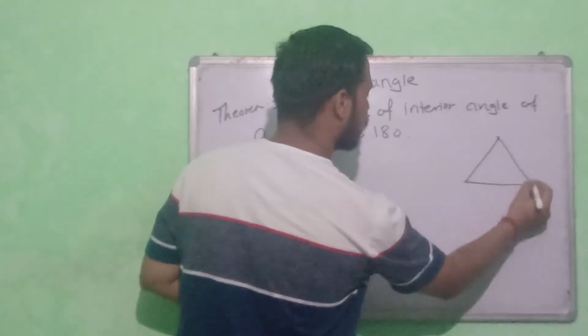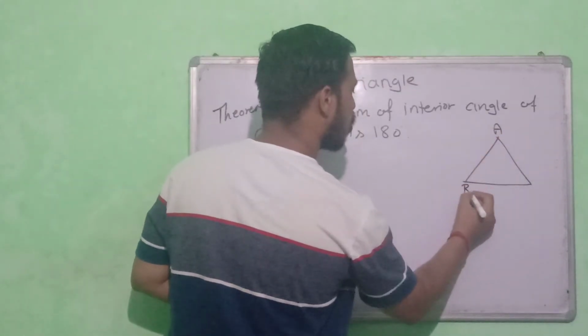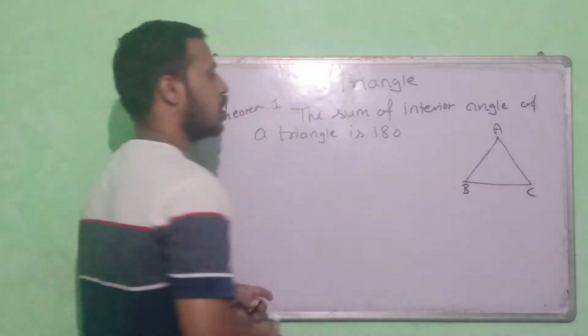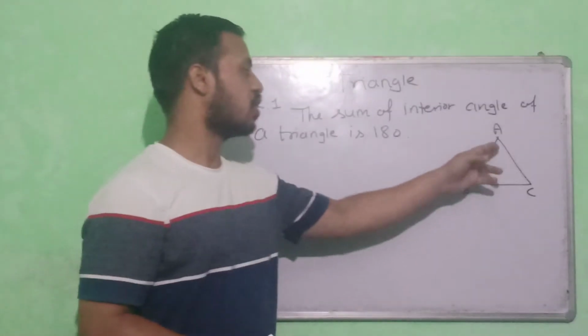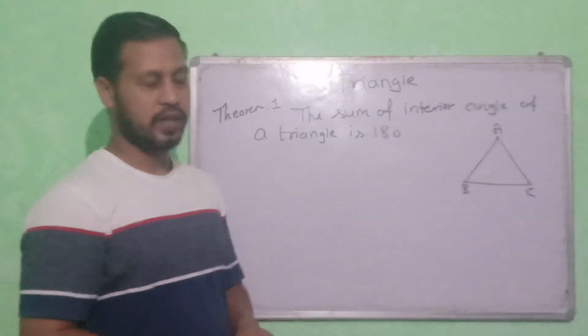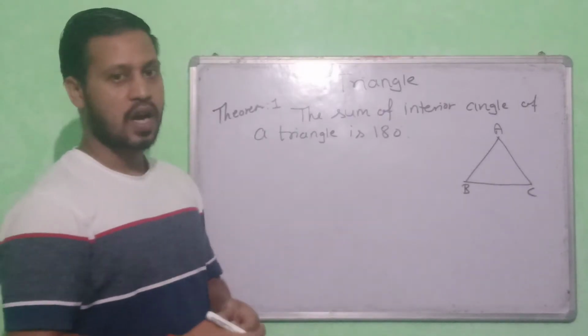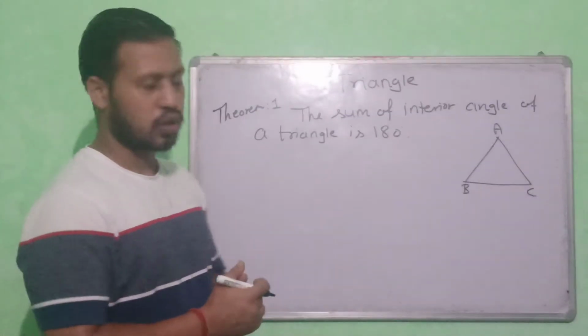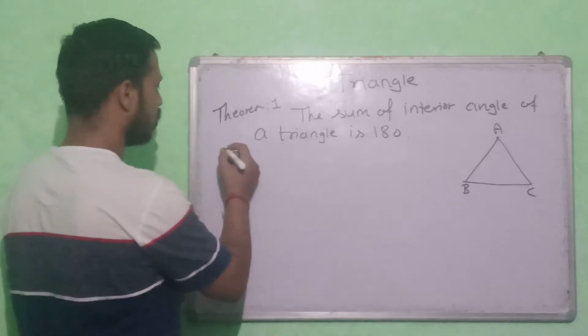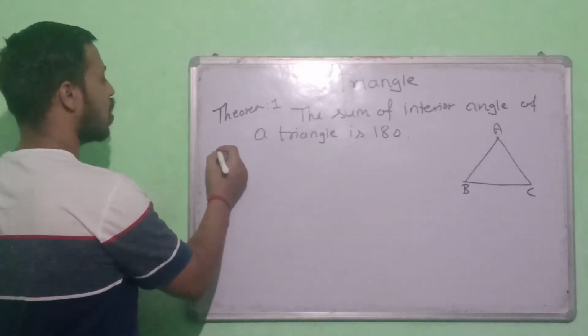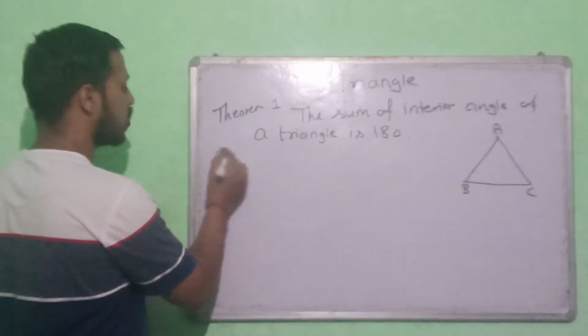In previous classes, many times you used this property that the sum of the three interior angles of a triangle is equal to 180 degrees. Today we will see why we use this theorem. First, we will do a construction.